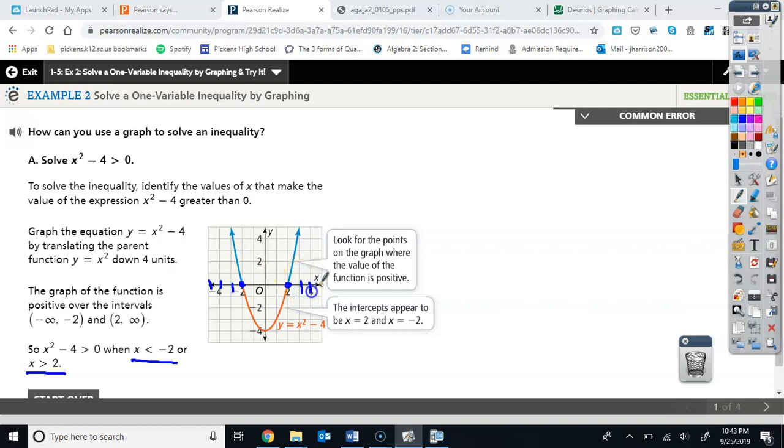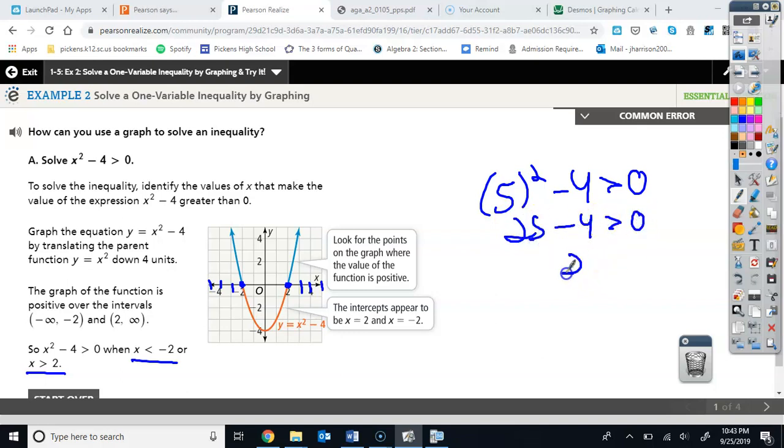Any number you plug in this way is going to give me a number greater than 0. So for instance, if I took this and I plugged in 5, 5 squared minus 4, what's 5 squared? 5 squared is 25. What's 25 minus 4? 21. That is greater than 0. So any number this way is going to give me a value greater than 0. Any number this way would also work the same.